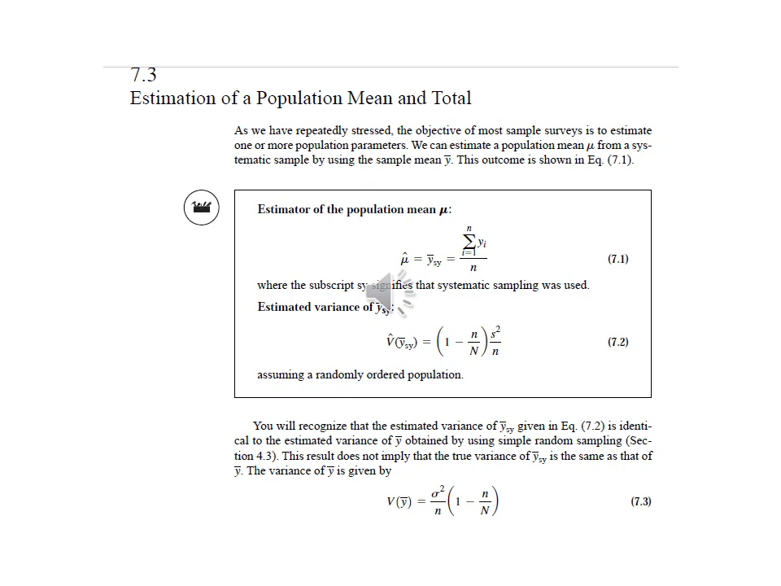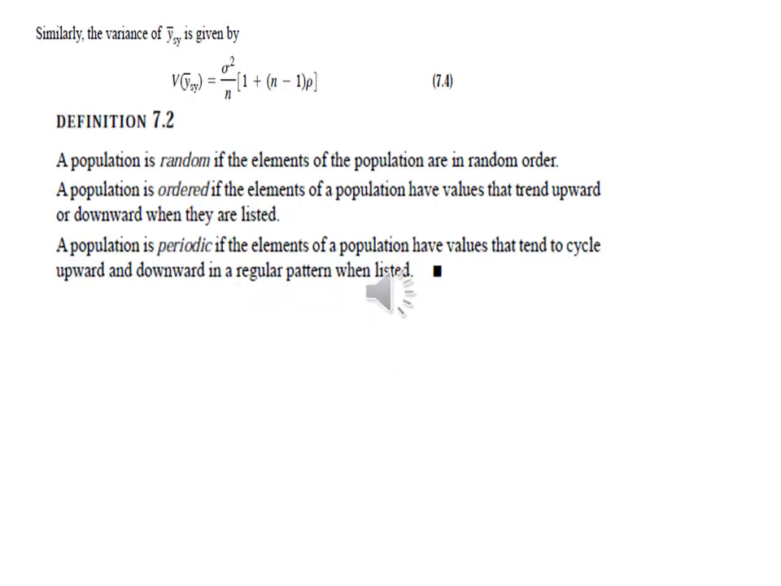This result does not imply that the true variance of y bar systematic is the same as that of y bar. The variance of y bar is given by V of y bar equals sigma squared over n small multiplied by (1 minus n small over N capital). This is equation 7.3. Similarly, the variance of y bar systematic is given by V of y bar systematic equals sigma squared over n multiplied by (1 plus (n small minus 1) multiplied by rho). This is the fourth important equation, 7.4, in systematic sampling.